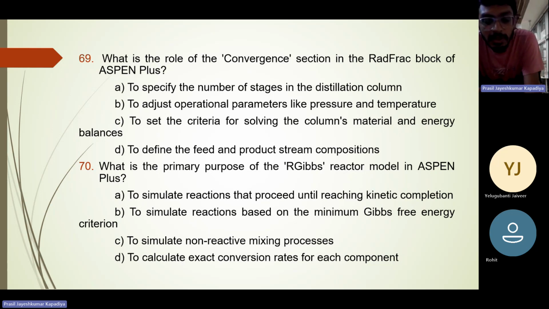What is the primary purpose of the RGibbs reactor model in Aspen Plus? Option B: to simulate reaction based on the minimum Gibbs free energy. Already discussed.